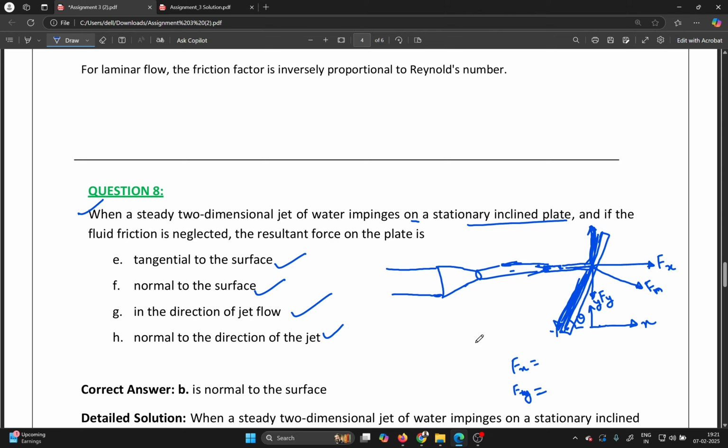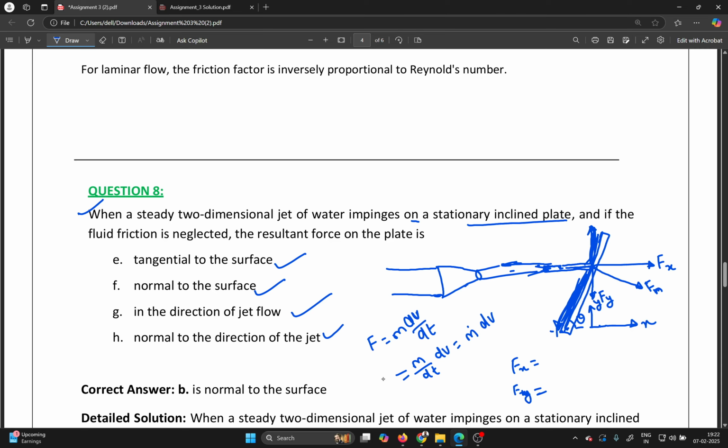Actually in this case, how will you calculate the force due to the mass that is coming? Remember, please, the simple formula: force is equal to mass into acceleration, that is, change in velocity with respect to time. So the rate of mass flow, m dot, into dv.